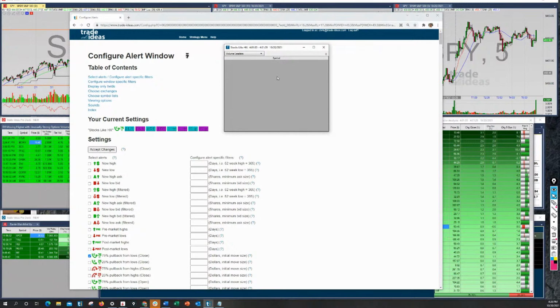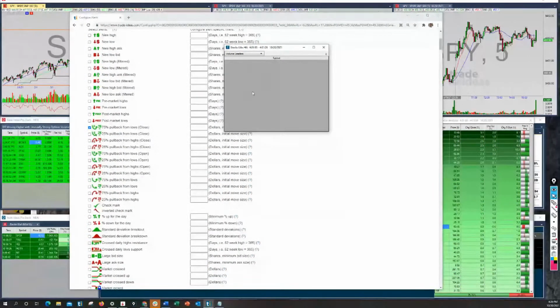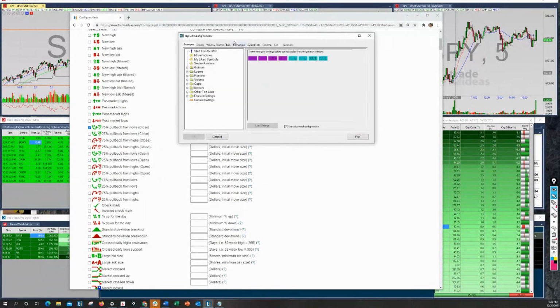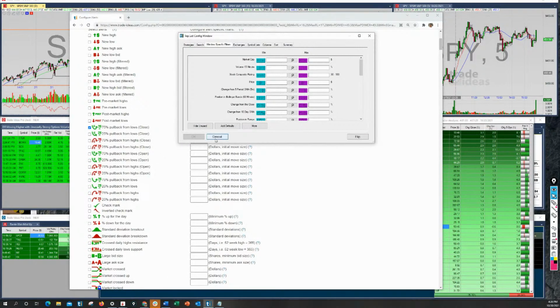Now, that's an extreme example with HX, but let's copy those exact filters. And if we come in here, right click, configure, window specific filters, everything that I just checked is in here with all of its values. And you could do that with an alert window too.